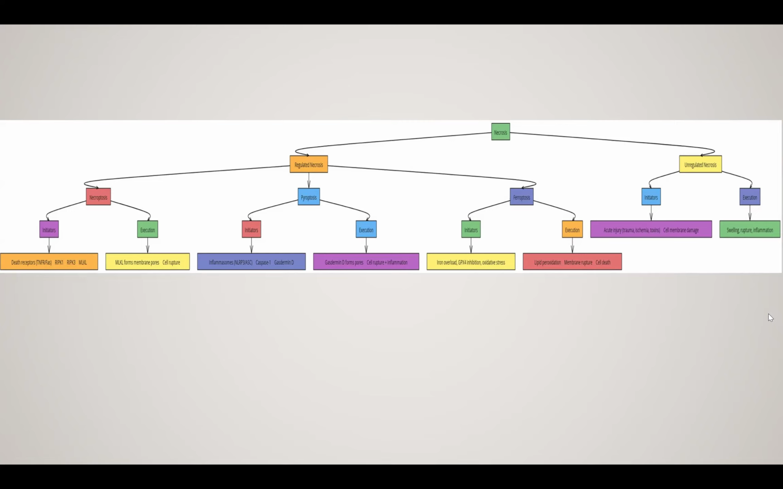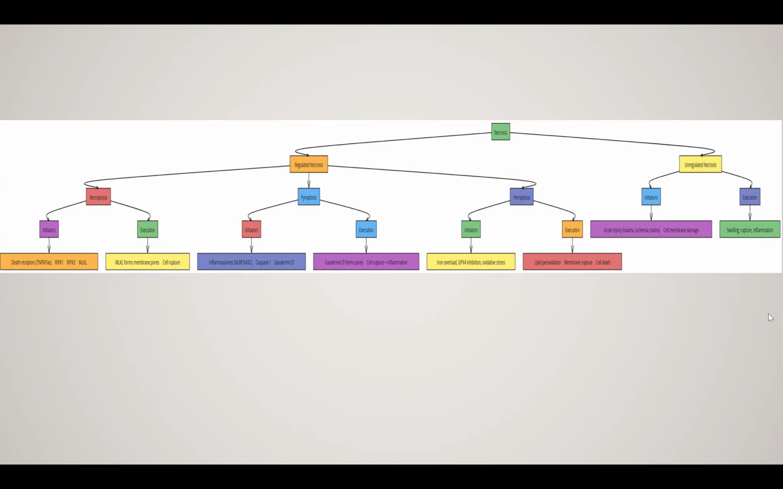Third, ferroptosis. Ferroptosis is caused by iron overload, GPX4 inhibition, or oxidative stress, which results in excessive lipid peroxidation. The lipid peroxidation damages the integrity of cell membranes, ultimately leading to membrane rupture and cell death. This type of necrosis is highly dependent on oxidative damage and iron metabolism.